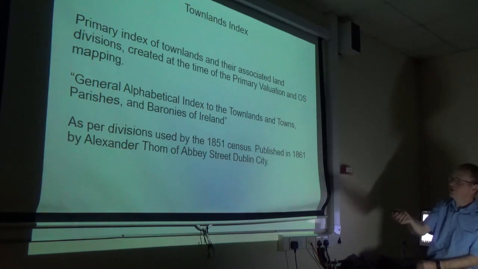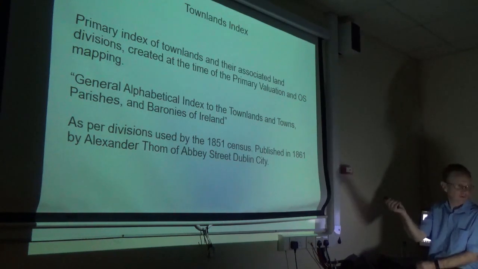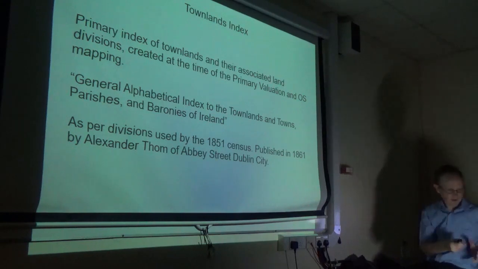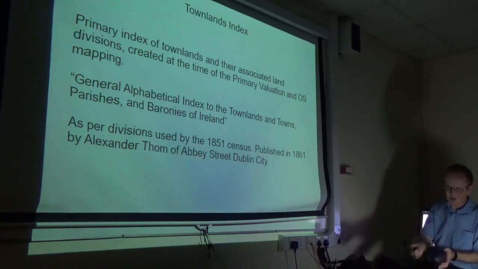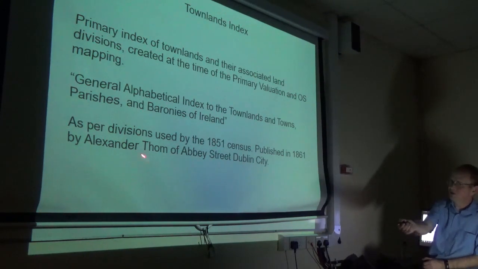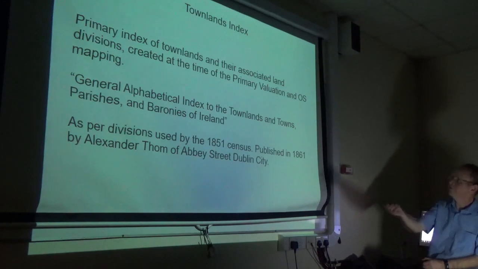And the divisions were used in the 1851 census, but the book was published in 1861. I suspect probably in preparation for the 1861 census, because it's handy to know where everything has been defined as being, where this Townland is in this civil parish or this barony. And the publisher was Alexander Thom, who shows up again in our directories.